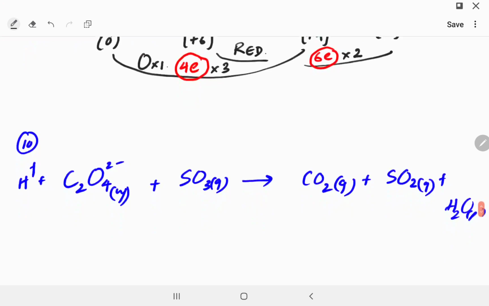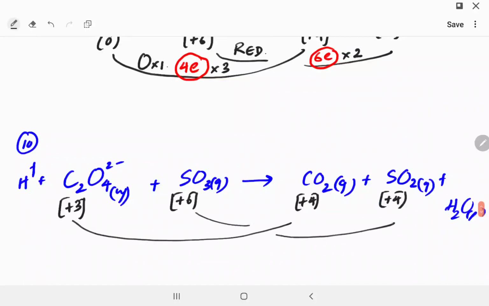Alright, final equation, guys. Once again, pause the video and see if you could balance it without my help. Alright, let's do this. For carbon, the oxidation number is plus 3. Sulfur plus 6. Carbon dioxide, carbon is plus 4. Sulfur is plus 4. Alright, I identify oxidation and reduction.